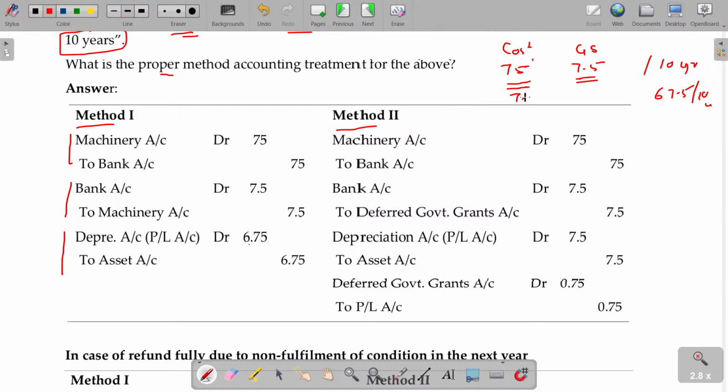For that, 7.5 lakh will be the depreciation debited to the P&L account, and for this 0.75 is credited in the P&L account. This is debited, this is credited. So the journal entry is machinery account debit to bank. For the grant, bank account debit to deferred government grants. And year on year, this depreciation is debited to the P&L account: depreciation account debit to asset 7.5. This 0.75 is credited to the P&L account as deferred government grants to P&L account. Clear? Next.